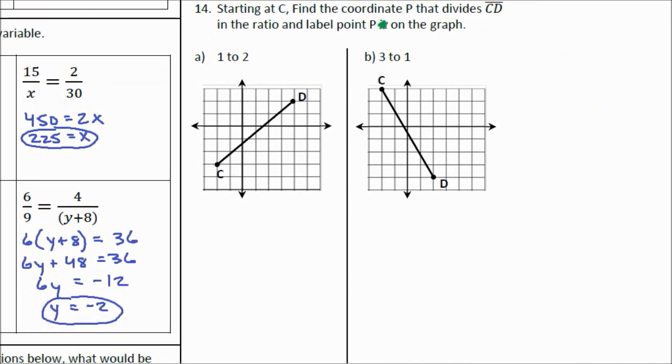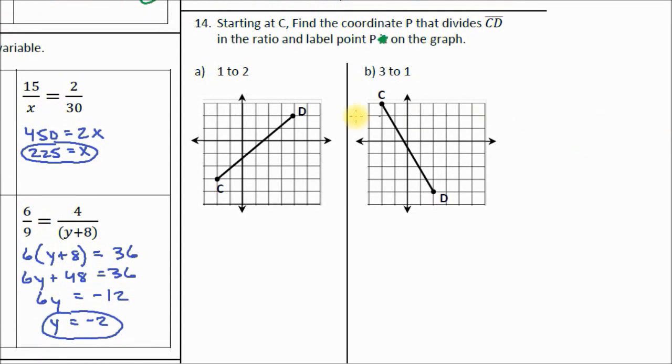So let's do the first one, A. Here we go. We're going to divide segment CD into a 1 to 2 ratio. Step number 1 is you're going to identify the starting point. So we're going to start at point C. Point C is at -2, -3. Now those two values are two values we're going to use when we're finding point P. The -2 is going to be x sub 1, and the -3 is going to be y sub 1. Those are our starting points.